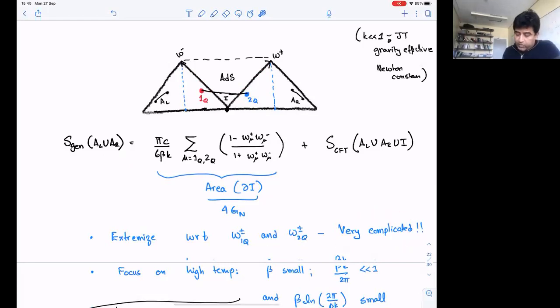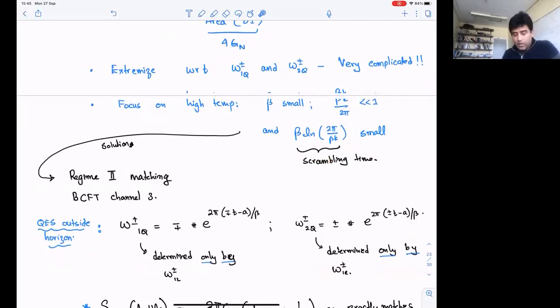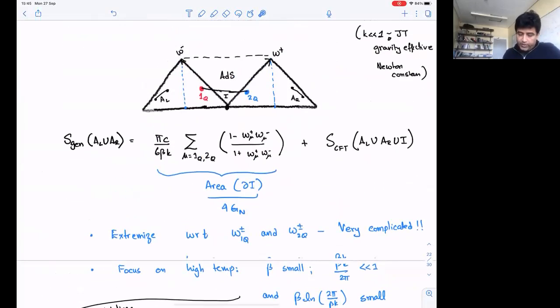This is very, very complicated to do in practice. It cannot be done exactly simply because the equations are not analytically tractable. But in the high temperature regime, when beta is small and when the scrambling time is small, you can actually get an exact matching of everything that we do with the BCFT results. And I'll just summarize this very briefly without getting into the details. We basically get two scenarios. One scenario is when the quantum extremal surfaces sit outside the horizon. You do the extremization procedure and you discover that the coordinates of these two points, 1q and 2q, shown in this picture, lie outside the horizon exactly as depicted here.